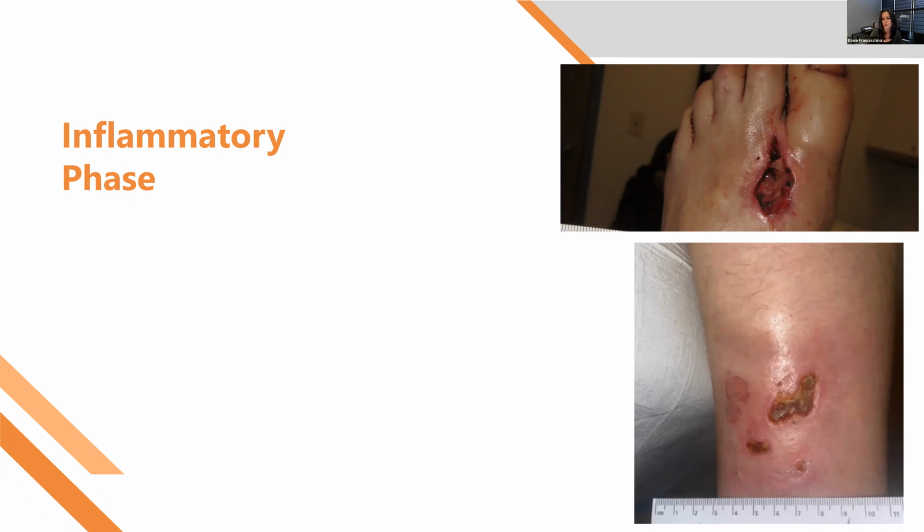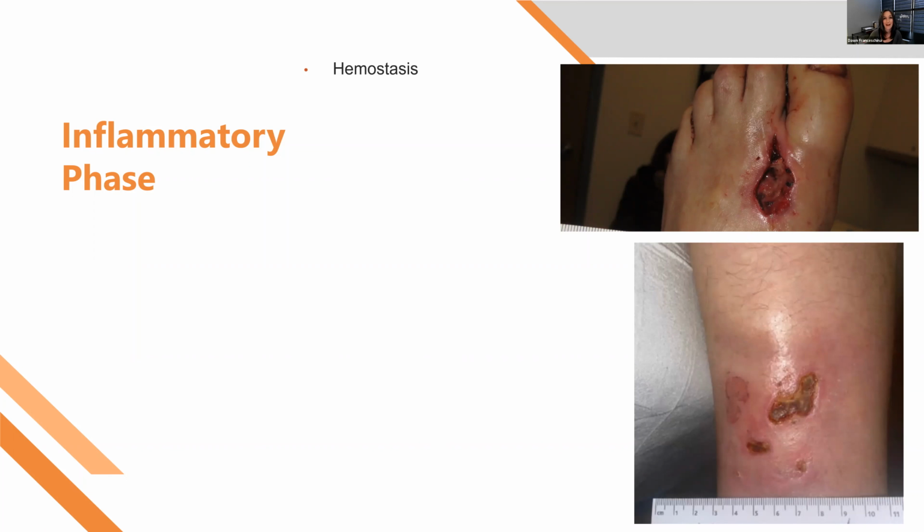So if you think of this surgical site wound here at the top of the screen, or this lower leg wound, this was actually a traumatic wound from one of my patients that had a golf cart that flipped over and fell on his leg. These wounds are both in the inflammatory phase of healing. So what do we see happening during this phase?